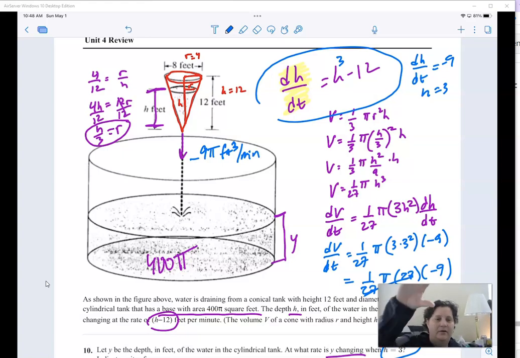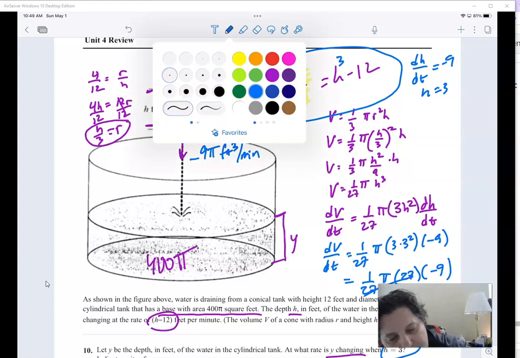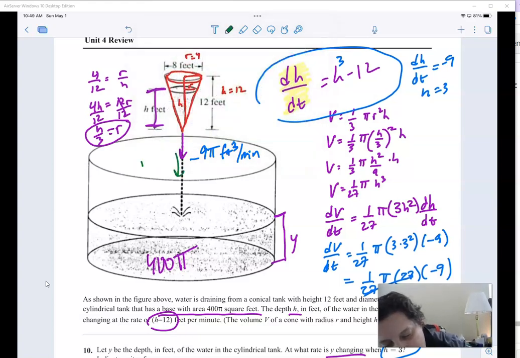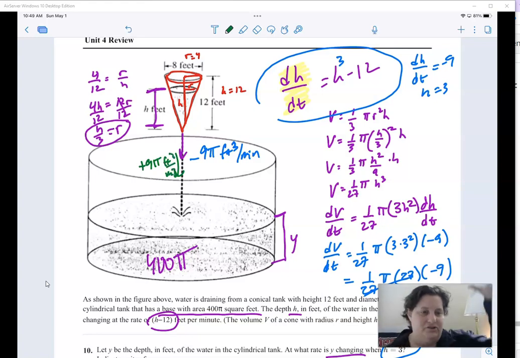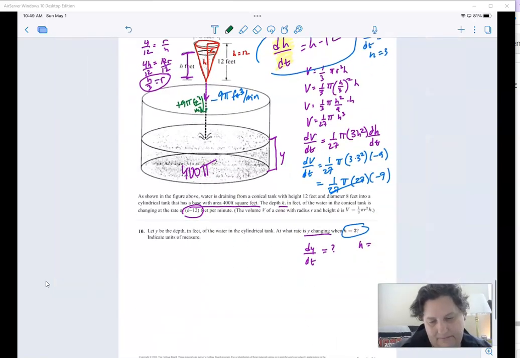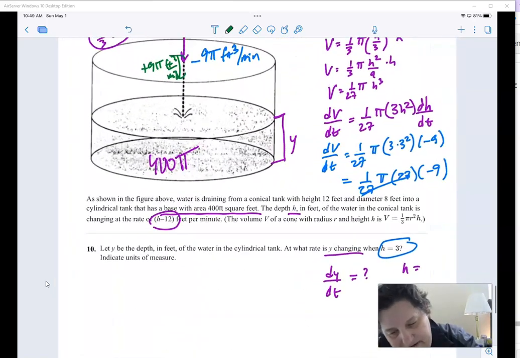Now if it's coming out of the top one at -9 pi feet cubed, guess what? It's entering this one at positive 9 pi. Okay, makes sense? It's draining out of one, it's filling up the other one. So positive 9 pi.